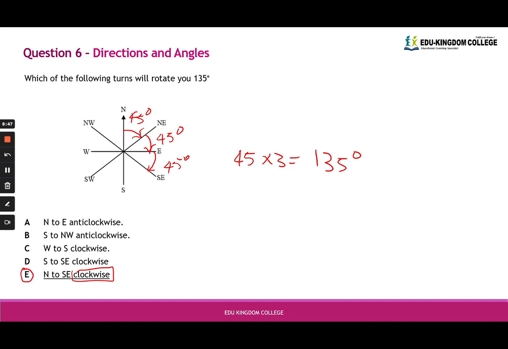And so the other ones, for example, A, these are anti-clockwise rotations. So from north all the way to east, if I was rotating the other way, okay, that is actually going to be 270 degrees, okay? So that's why A isn't the correct answer, and similarly for the other ones as well, okay? So right, let's move on.